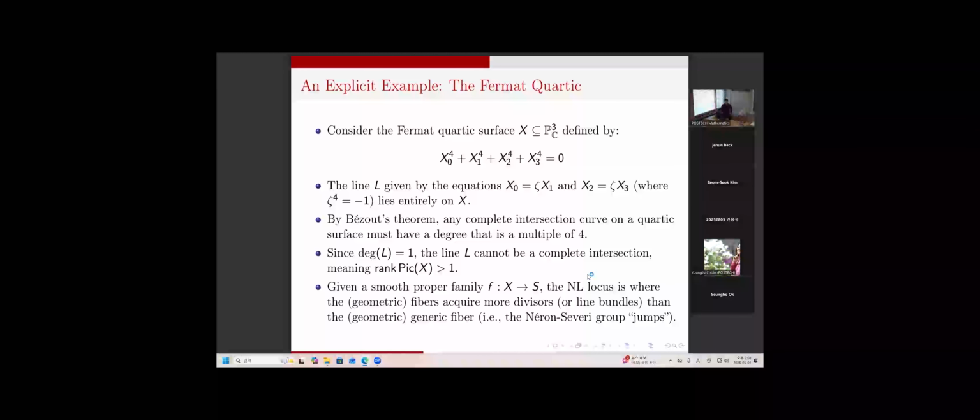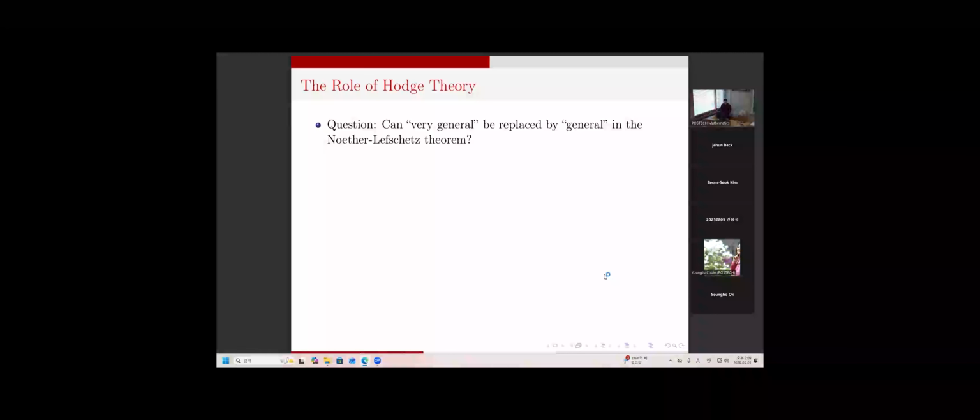So more generally, given a smooth proper family of varieties, we can define the Noether-Lefschetz locus to be the locus on the base where the geometric fibers acquire more divisors or line bundles than the geometric generic fiber. So usually we just say that this is the locus where the Néron-Severi group drops. And the Néron-Severi group is, of course, the Picard group modulo homological equivalence, or algebraic equivalence. So now let's ask a further question.